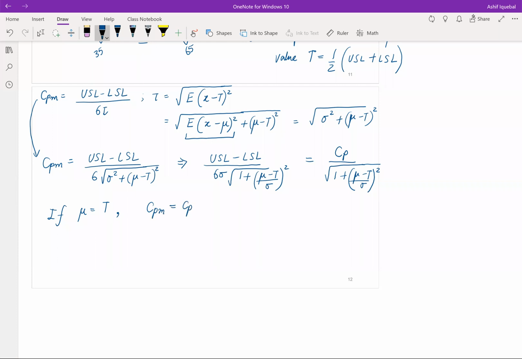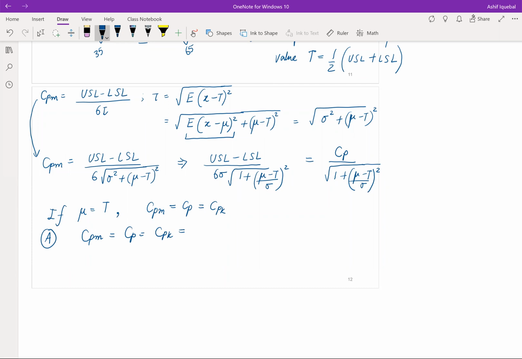This is the case when the process mean is still centered. The process is still centered and CPM equals CP. And if the process is still centered, this is also equal to CPK. Okay. So for process A, the value of CPM will be equal to CP, will be equal to CPK.